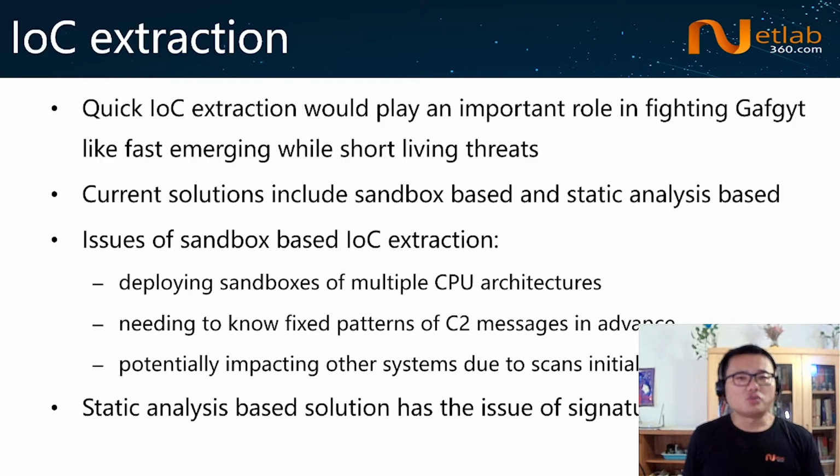To find this sort of fast-emerging but short-living threat, I think quick IoC extraction would play an important role. Current IoC extraction solutions can be divided into sandbox-based and static analysis-based. Sandbox-based solutions have the following issues. The first is you have to deploy multiple CPU architectures of sandboxes because you are dealing with IoT botnets. The second is you need to know the fixed patterns in C2 messages beforehand so that you can check the C2 communication from network traffic. The third is your sandboxes may potentially impact other systems due to the lots of scans initiated by the running samples. As for static analysis, it heavily relies on static code signatures, so it's easy to imagine that it has the issue of signature explosion.